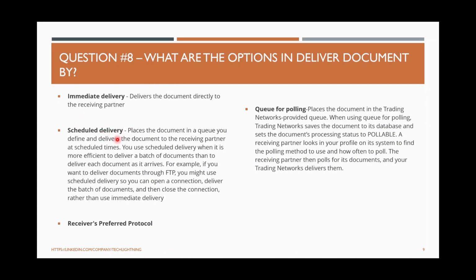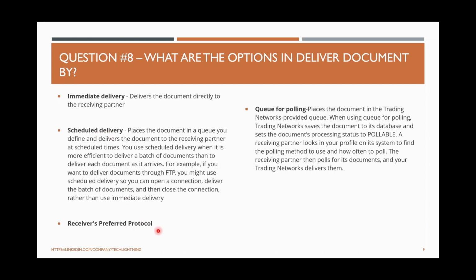Similarly, if you have a scheduled delivery, for example, I don't want to send it whenever the document arrives at my trading network. I want to queue up those transactions and batch them. For example, I am receiving purchase orders. Whatever purchase orders I have received in the last 1 hour, I want to send as a batch, as one particular message to my partner. So that is scheduled delivery.